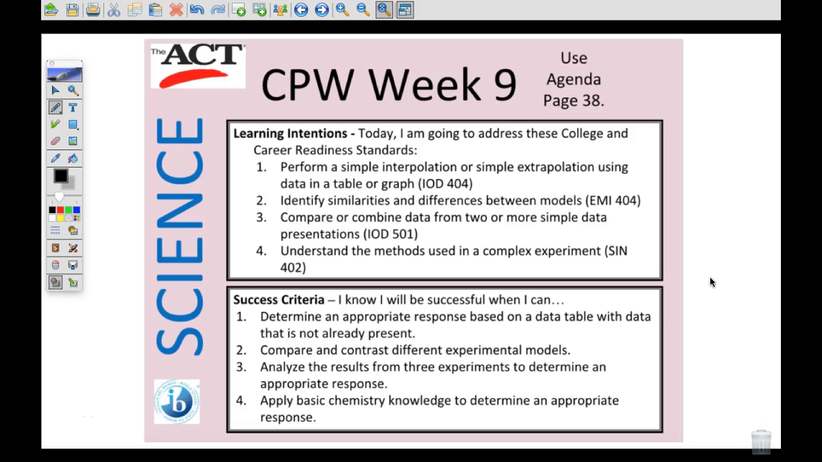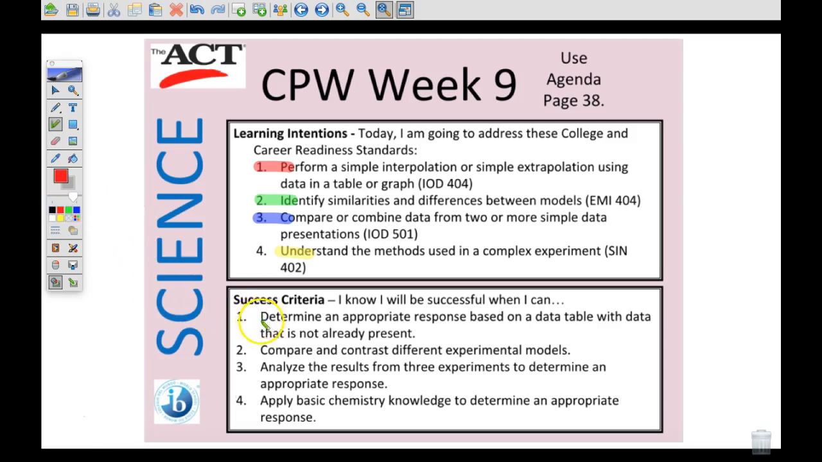This week we have 4 questions. In our first question, we're going to perform a simple interpolation using data in a table. In question 2, we're going to identify similarities and differences between models. In question 3, we'll compare or combine data from 2 or more simple data presentations, in this case tables. And in number 4, we'll understand the methods used in a complex experiment.